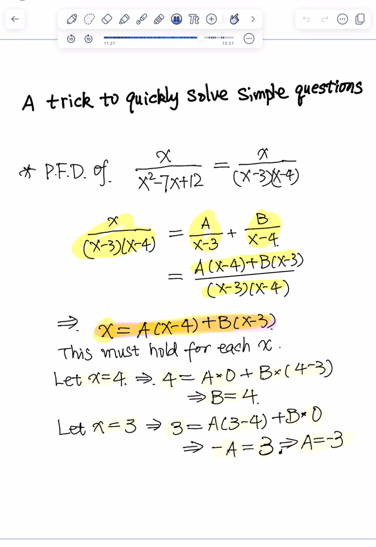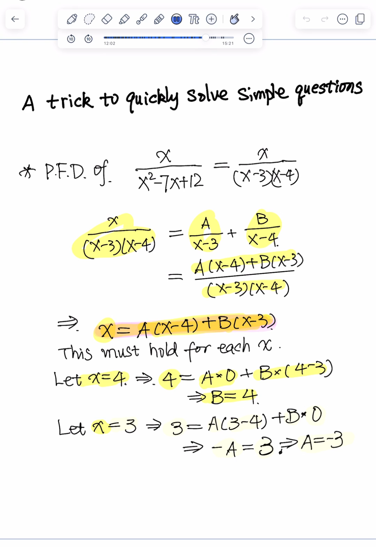Notice that this equation must hold for any x. So that means we can use specific values of x to get the values for a and b. That's how it works. For example, we can let x equal 4. So that way, you plug in x equals 4, you have 4 on the left hand side. Then you have a times 0 and b times 4 minus 3 on the right hand side. So that would immediately give you b equals 4.